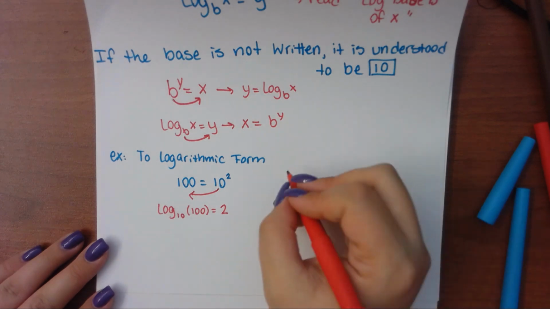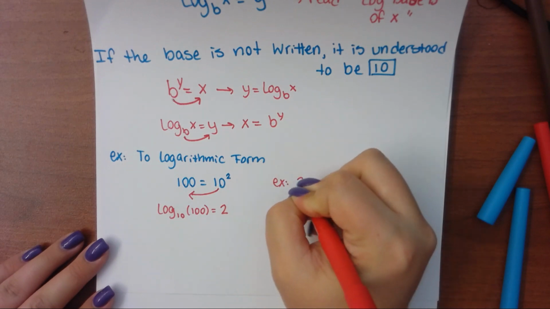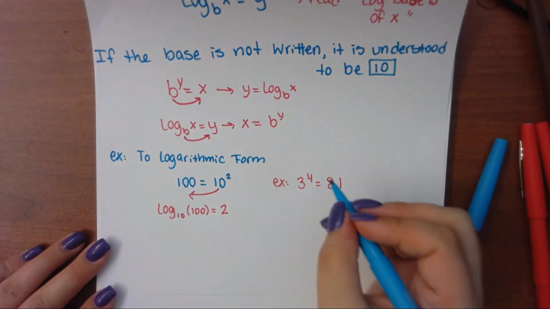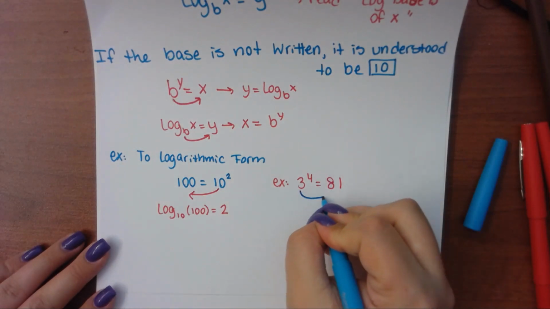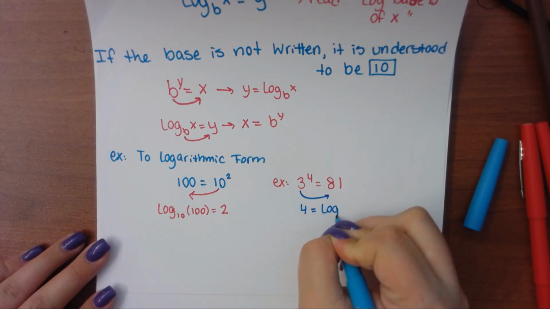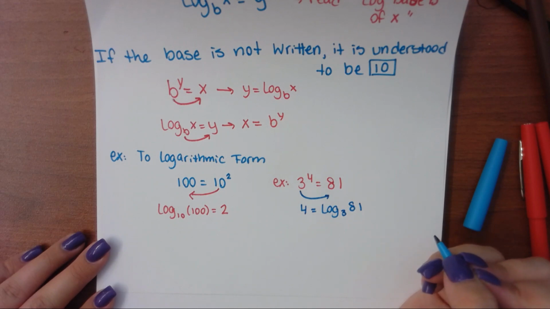So let's look at another one. Let's say this one is 3 to the power 4 is equal to 81. So 3 to the power 4 is equal to 81. So the base here becomes the base over here. So this is 4 is equal to log base 3 of 81. And that's it. So you're going from one form to the other.